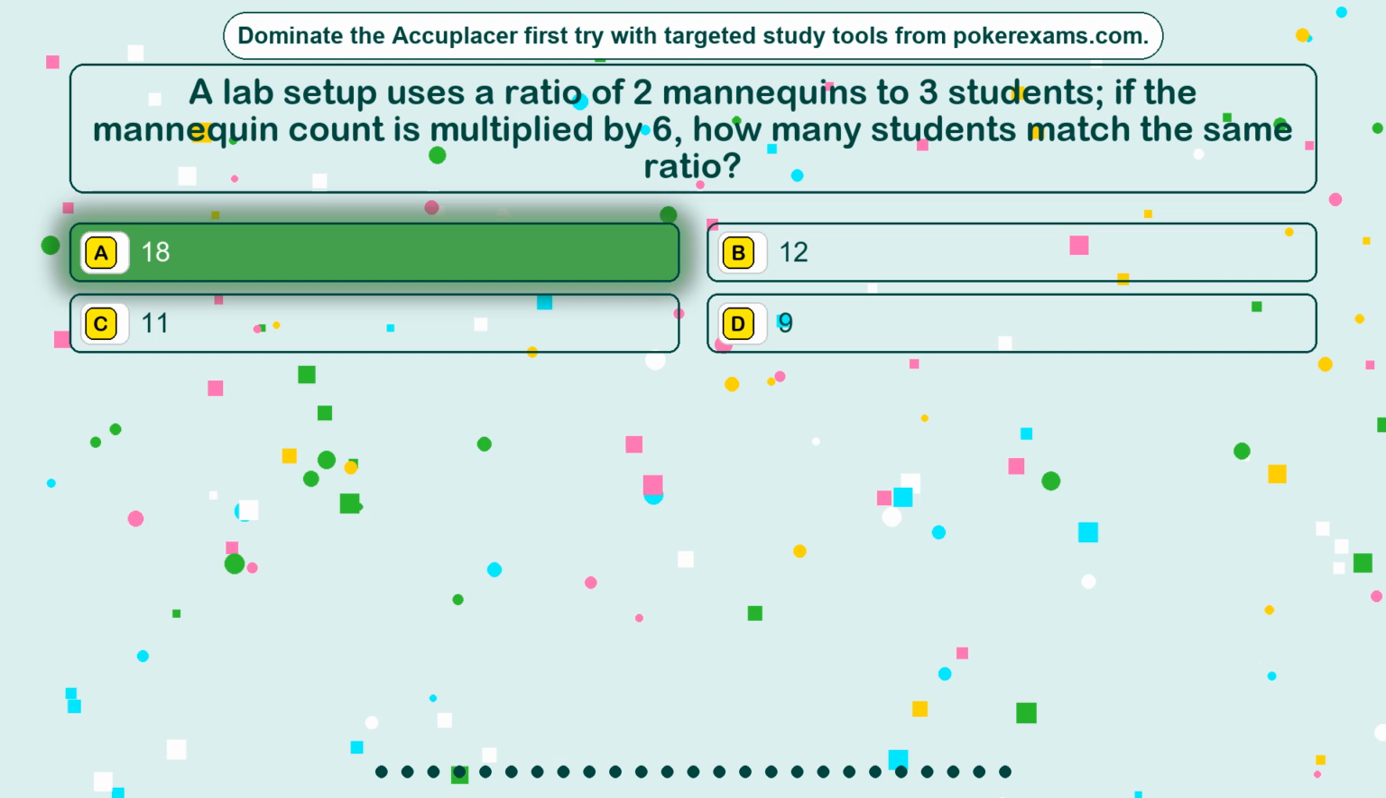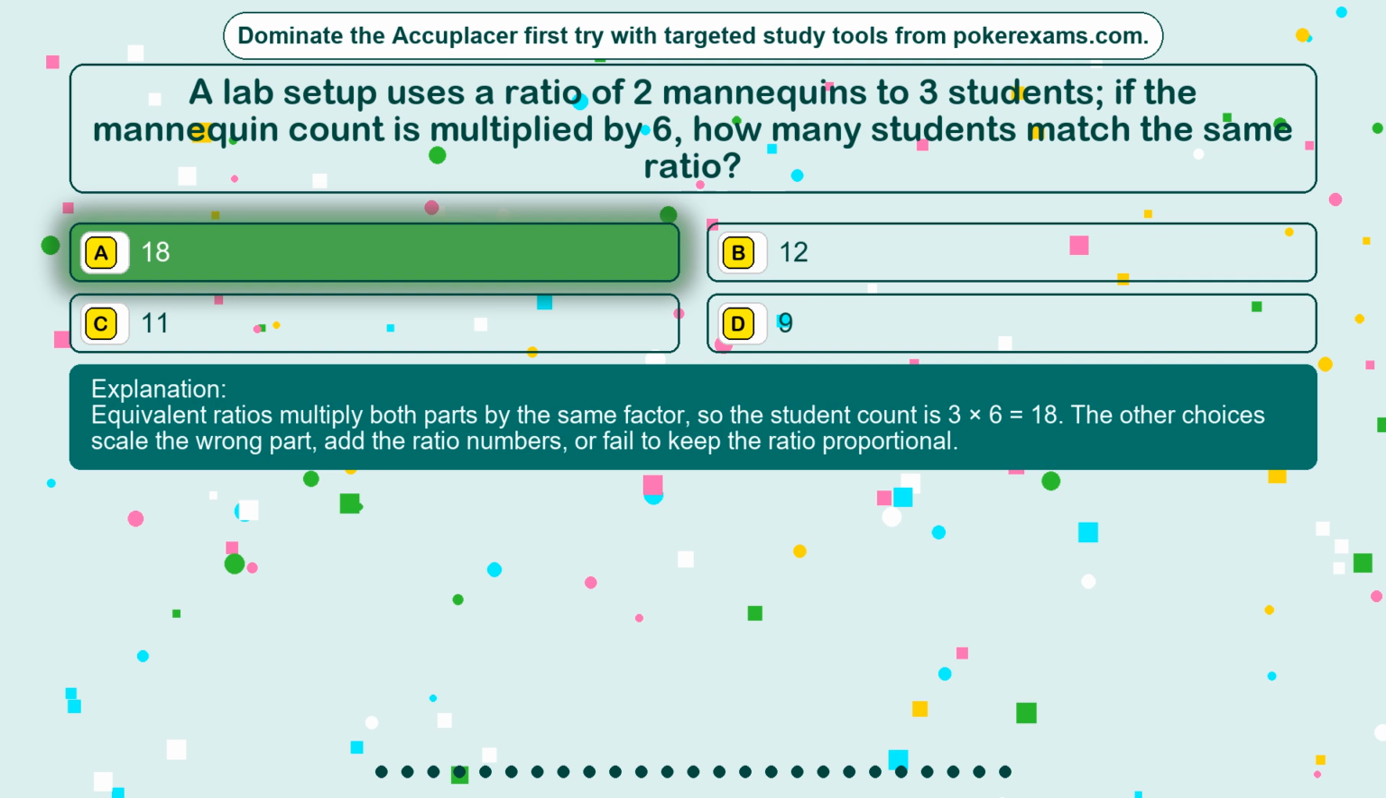The correct answer is option A, 18. Equivalent ratios multiply both parts by the same factor, so the student count is 3 times 6 equals 18. The other choices scale the wrong part, add the ratio numbers, or fail to keep the ratio proportional.